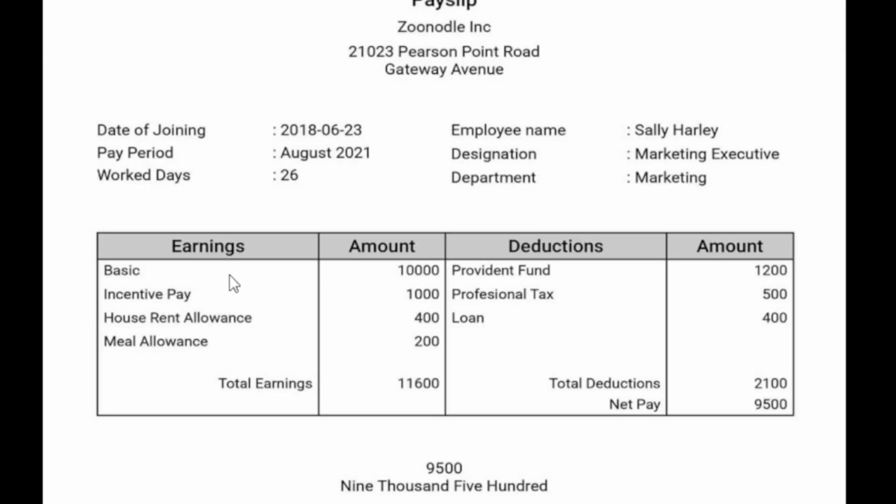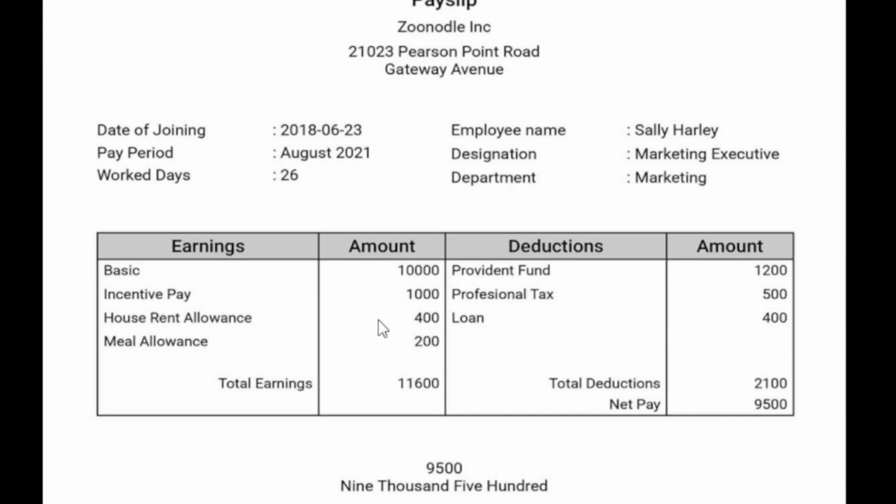So we look on the left-hand side at the earnings. And we see that the basic earning is 10,000 Rand. There's an incentive pay. So they don't tell us what the incentive is, things like that. They just tell us there's an incentive pay of 1,000 Rand. So maybe if she makes a target, things like that. There's a house rent allowance that the company gives off, 400 Rand, and a meal allowance of 200 Rand. So typical questions that you'll find here is, what's the total of the allowances that she has? And in this case, that'll be 600 Rand.